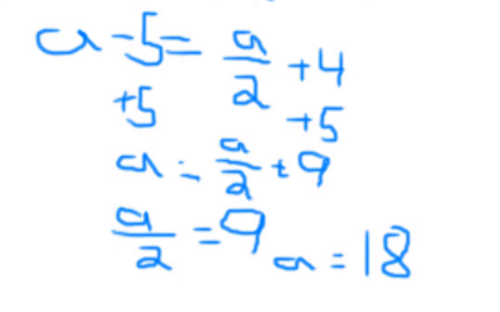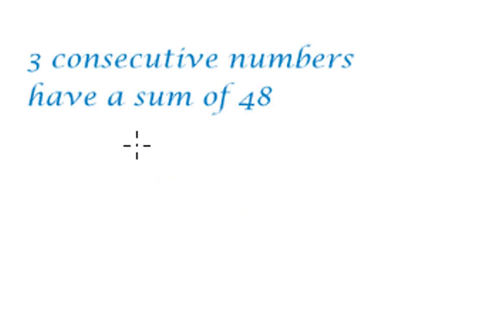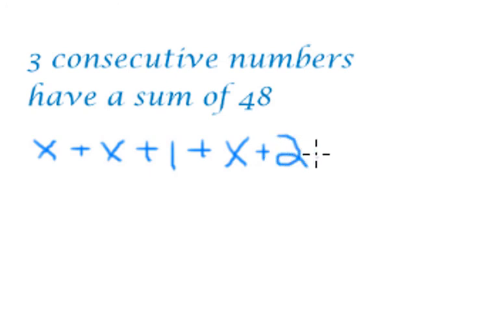My last problem is going to have us take a look at 3 consecutive numbers having a sum of 48. The key word there, consecutive, means numbers that you would count in an order. So if my first number is x, my next number would be x plus 1, because it's the next number I would say. My third number would be x plus 2, remembering that I'm going to refer to x as being my first number. Now those 3 numbers have a sum of 48, so x plus x plus 1 plus x plus 2 have a sum of 48.